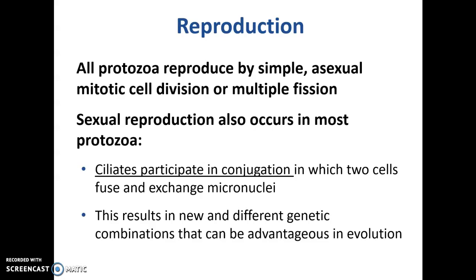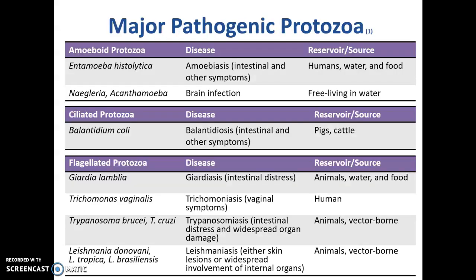Protozoa reproduce by simple asexual mitotic cell division or fission. Sexual reproduction also occurs in most protozoa. Ciliates participate in conjugation, in which two cells fuse and exchange the micronuclei, and this results in a new and different genetic combination that can be advantageous in evolution.